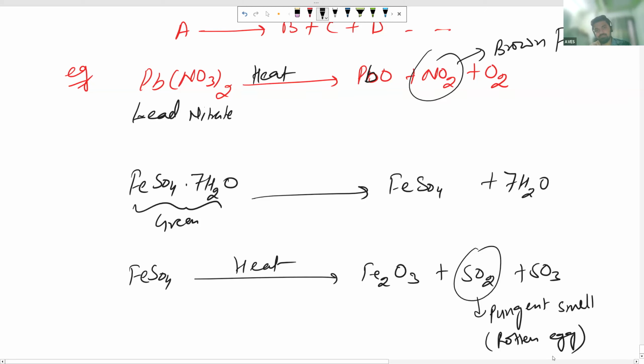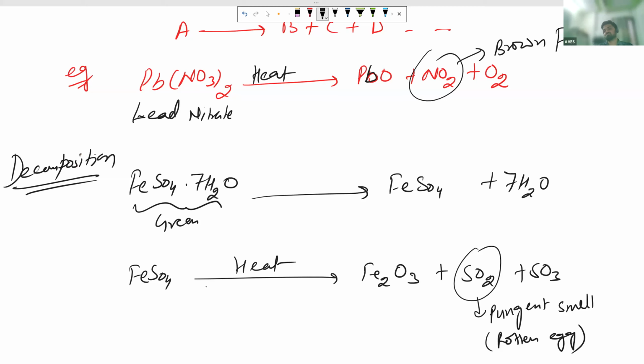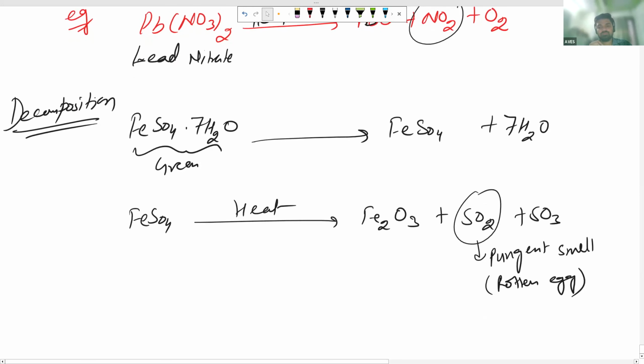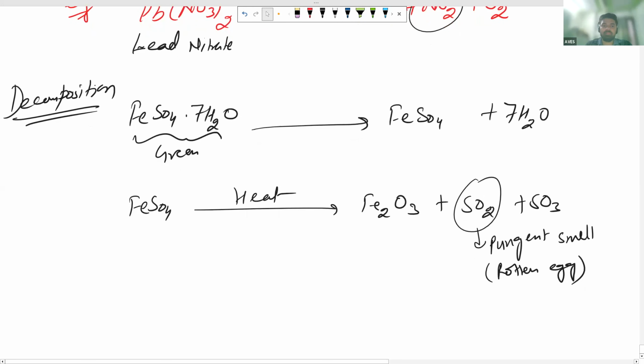Sir, this is a decomposition reaction, right? Yes, it is decomposition. Note it down fast. Done, sir.